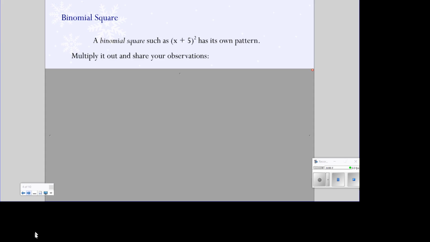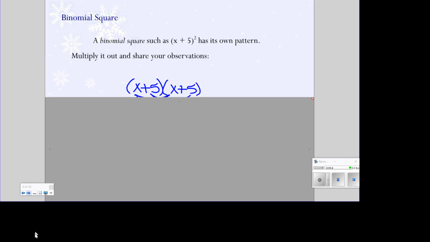All right. Let's move on to now look at some special products. So the first one we're going to look at is a binomial square. A binomial square, such as (x + 5)², has its own pattern. So just like the binomials cubed we were just looking at, you must stretch this out to multiply an (x + 5)². So that is (x + 5)(x + 5). So we all need to stretch this out.